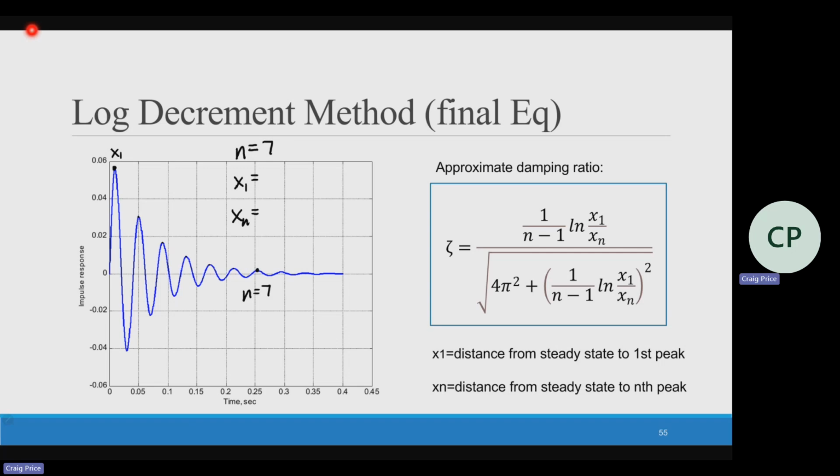X1. Now these are also on the equation sheet. X1 is the distance from steady state to the first peak. So steady state for an impulse response goes back to 0. So this is pretty easy. It's just going to be this minus 0. So we can just approximate that to be, I don't know, 0.055 or something. And then Xn, which could be at this 7th peak, maybe we say it's 0.003 or something.